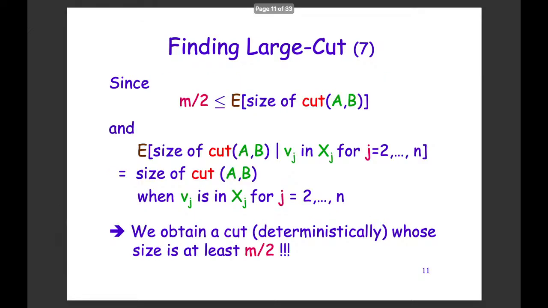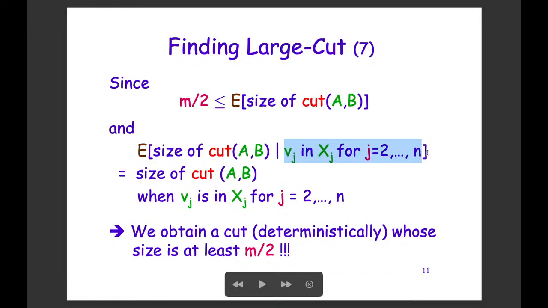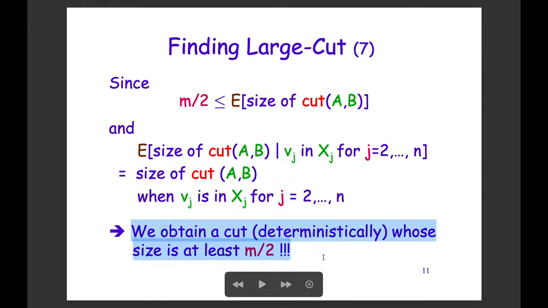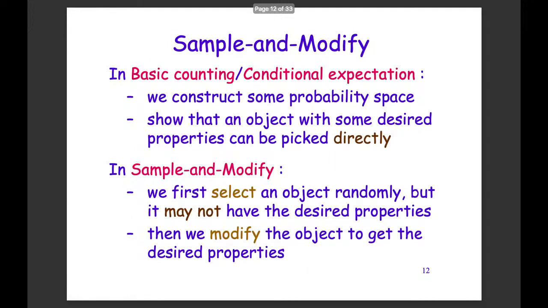Once all the vertices are selected, so that all the edges are determined, there is nothing random anymore. And then the expected size of the cut after selection of all the vertices will be greater than or equal to the expected size of the original cut without any condition. So it is greater than or equal to m over 2. So in that case, we can get a deterministic cut with size at least m over 2. This is how we do this.